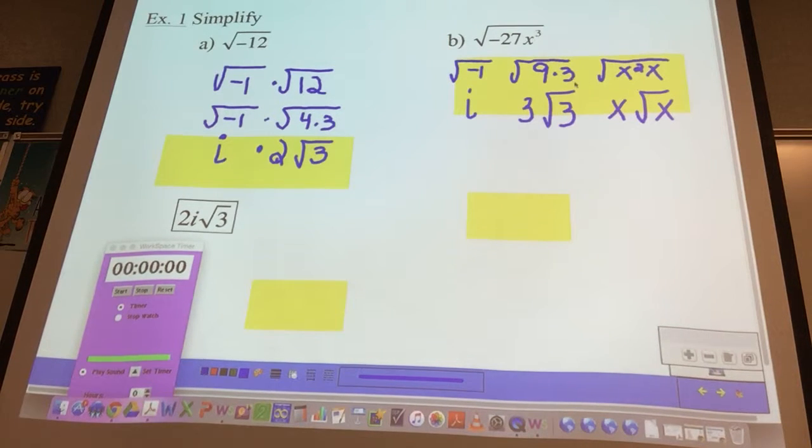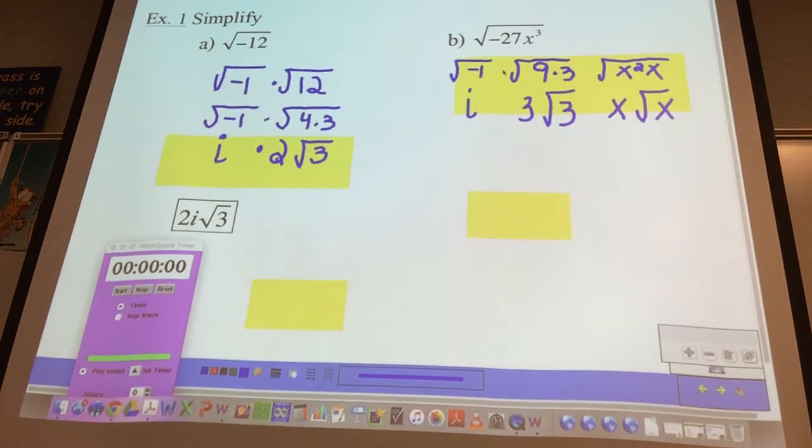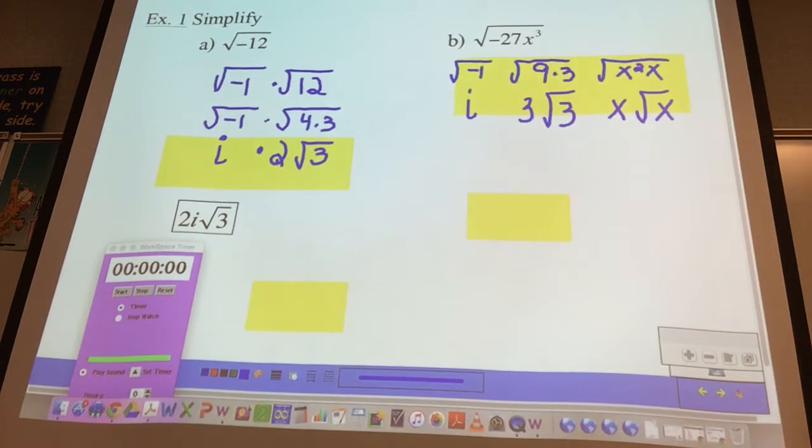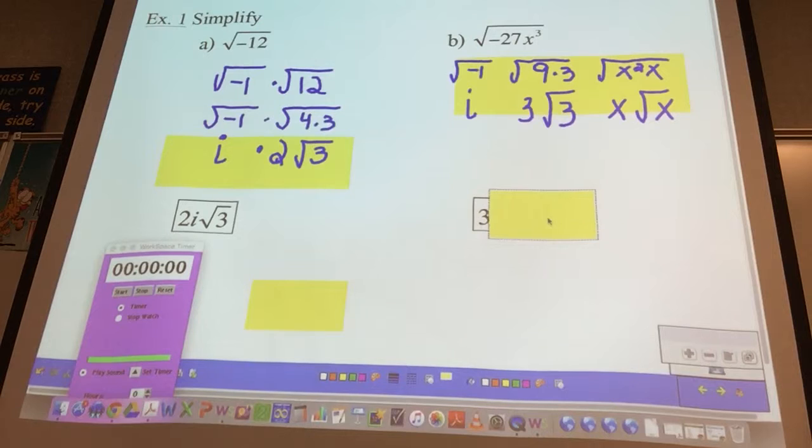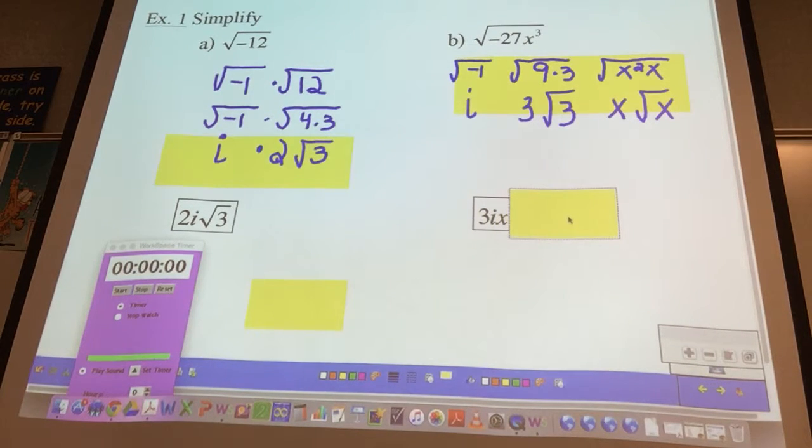Okay? I won't always do this middle step. I'm just doing that to show you, but usually I just jump from here to the last step, taking what goes outside. So, what goes in front? 3, i, and x. What's stuck inside? 3x.